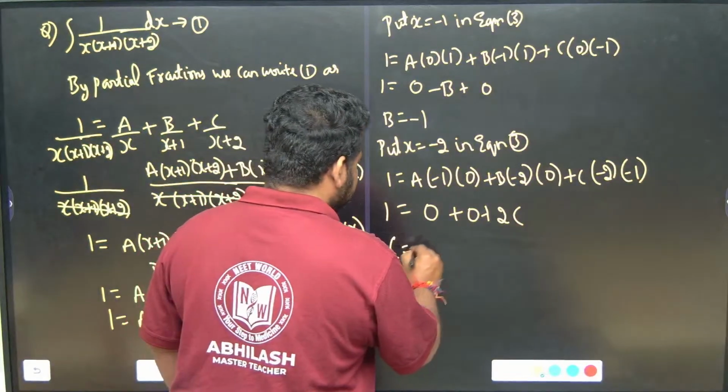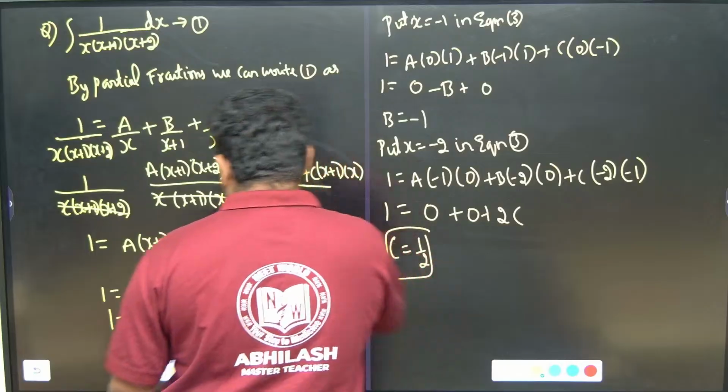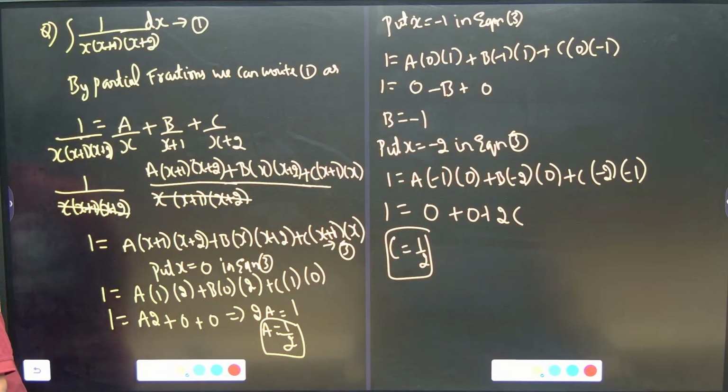So C will be equal to what, friends? C will be equal to 1 by 2. We will get C is equal to 1 by 2.